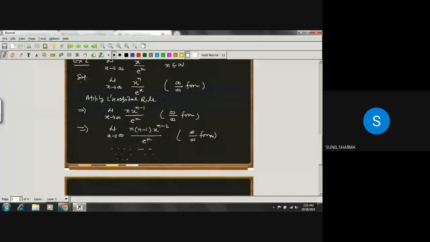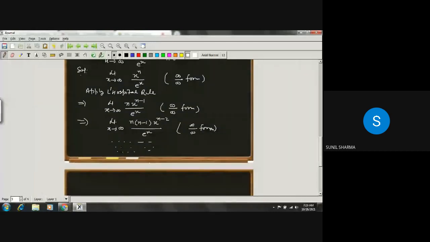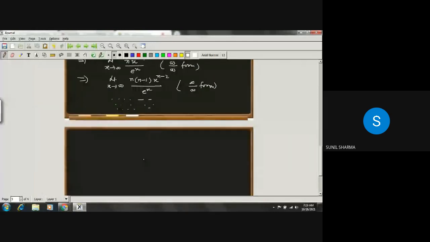We continue this process till, because we know that the numerator is decreasing. So till when will we differentiate? Up to n times. Limit x goes to infinity, and after n times we get n factorial upon e to the power x. Now it is not in the form of infinite by infinite. So we put the limit: n factorial upon e to the power infinity, which is equal to n factorial upon infinity, and that is equal to 0.